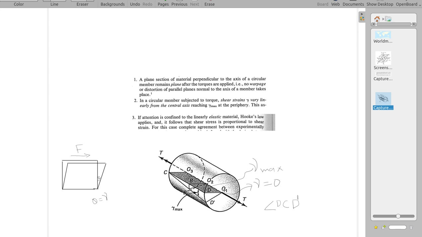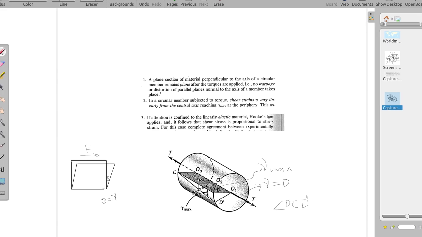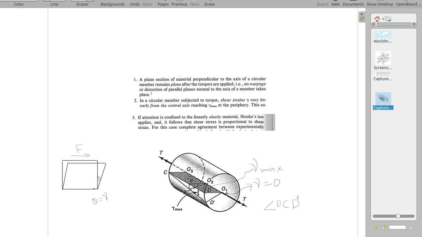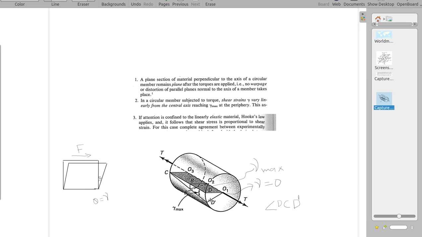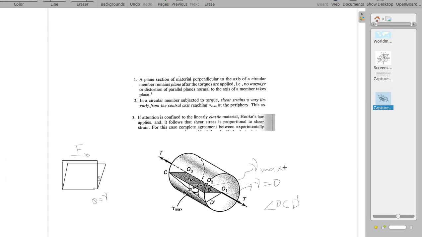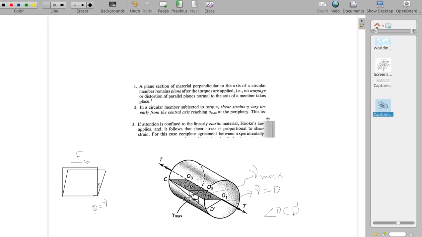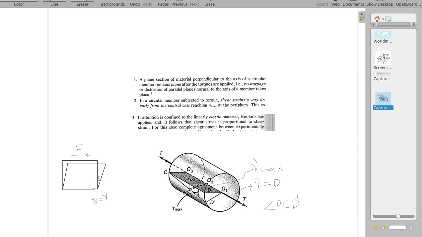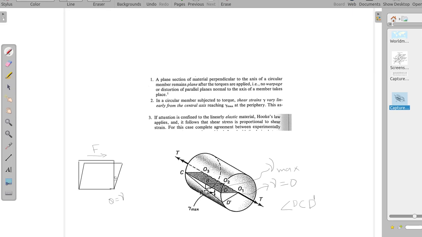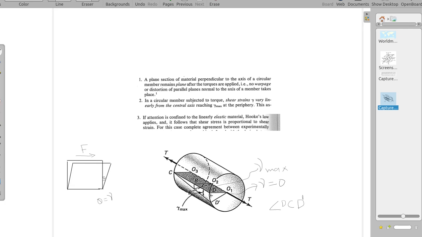So you can see, even if you apply torque, O1 O3 doesn't get affected. So this angle here is 0 and this angle here is maximum at the outer surface. So this is the assumption here. A circular member subjected to torque, shear strain gamma varies linearly from central axis and reaching gamma max at the periphery, maximum strain at the periphery.